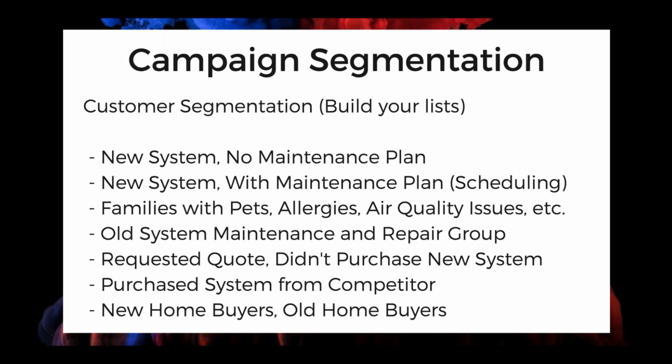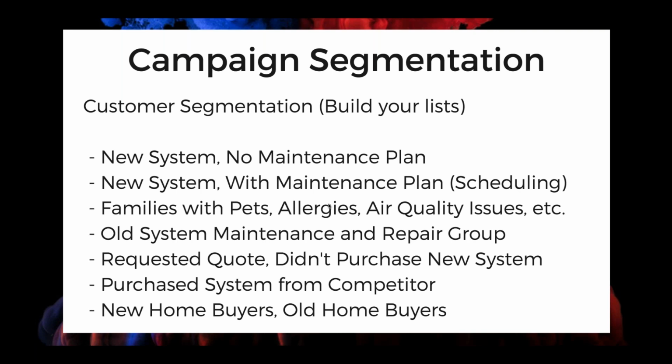If you do work on an old system, you keep over again, or they keep asking for it to be repaired and it needs to be replaced, that's a list. If you had somebody that requested a quote but didn't purchase, or they purchased but they bought from a competitor, it doesn't mean they're a lost cause because they purchased from a competitor. It means you have an opportunity to find out how everything worked. And you can automate all of it through a sequence-based campaign.